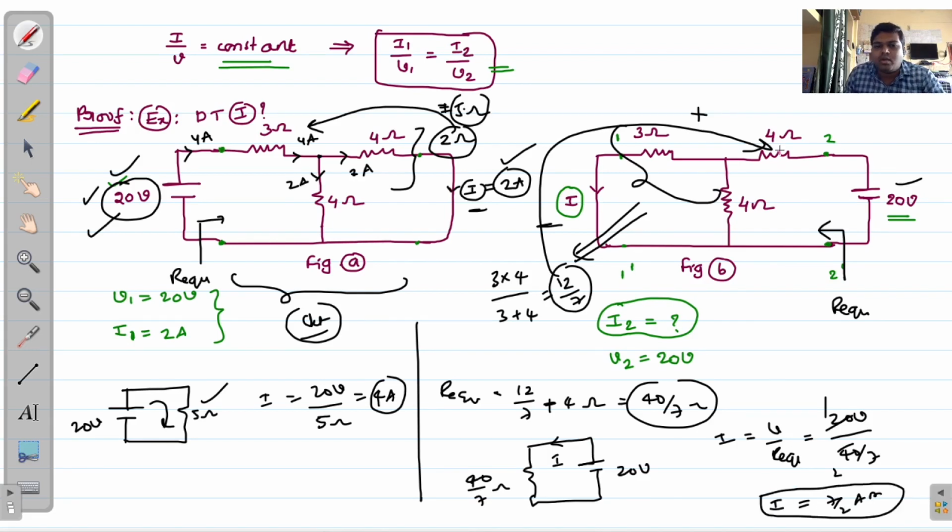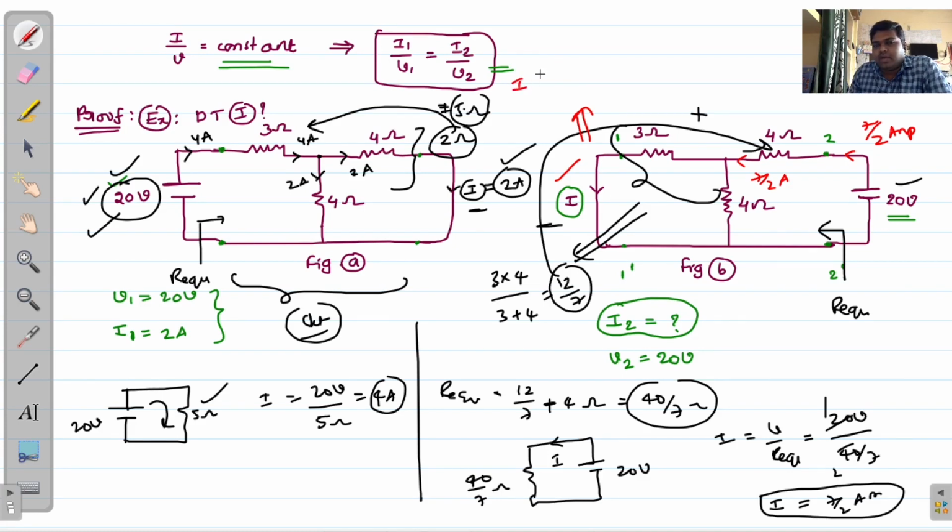That means the current coming out of this 20 volts source equals how much? 7 by 2 amperes are coming out from the 20 volts voltage source. Now the 7 by 2 amperes current can be divided into the 3 ohm as well as the 4 ohm. But I want the current through this 3 ohm resistor. This is the 3 ohm branch, so in this branch I want the current value, that is, the current through this particular 3 ohm branch that you have to find out. In this case, we are using the current division principle.